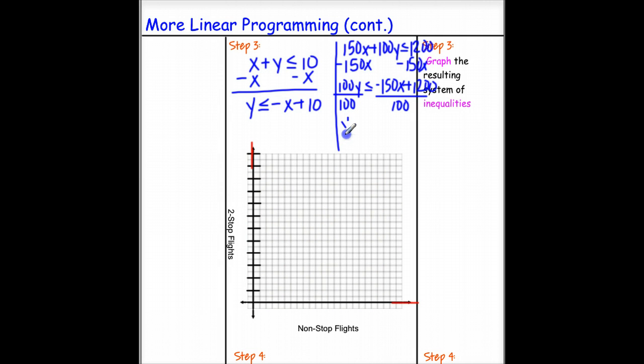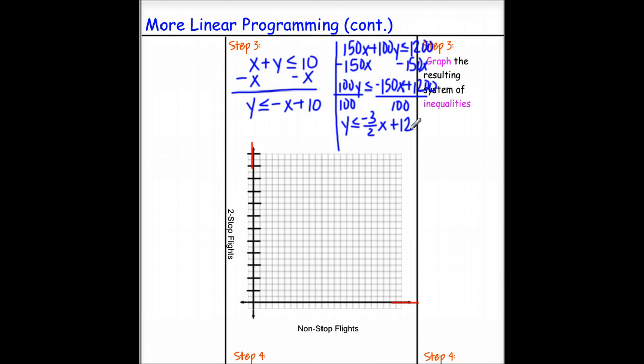That results in y is less than or equal to, negative 150 divided by 100 is negative 3/2 x, and 1200 divided by 100 is 12. So I actually have some really nice problems to work with.